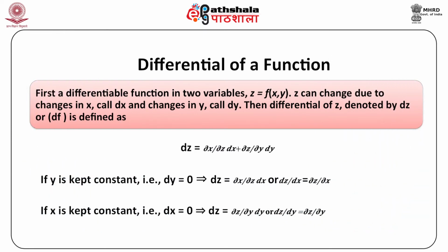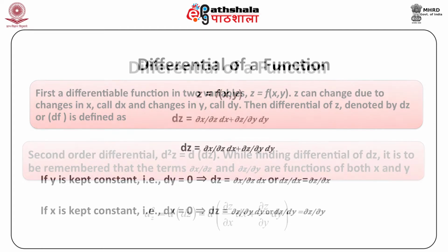Consider first a differentiable function in two variables, z is equal to f(x, y). z can change due to changes in x called dx and changes in y called dy. Then the differential of z, denoted by dz or df, is defined as dz is equal to del z by del x into dx plus del z by del y into dy. If y is kept constant, that is dy is equal to 0, which implies that dz is equal to del z by del x dx, or dz by dx is equal to del z by del x. Similarly, if x is kept constant, that is dx is equal to 0, which implies that dz is equal to del z by del y into dy, or dz by dy is equal to del z by del y. A partial derivative can thus be regarded as a ratio of two differentials.